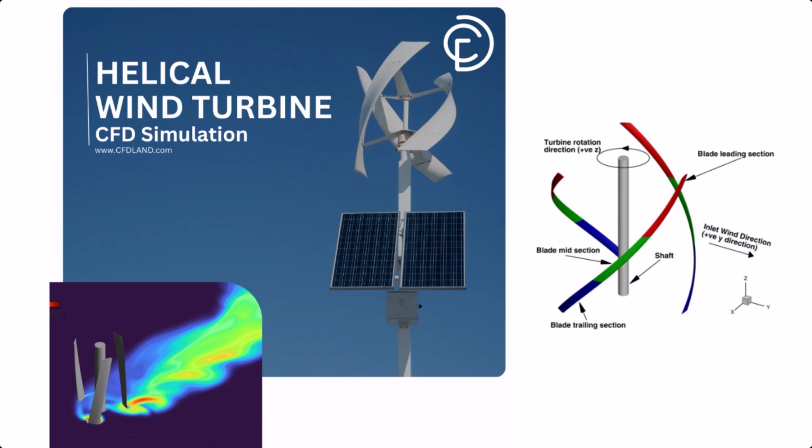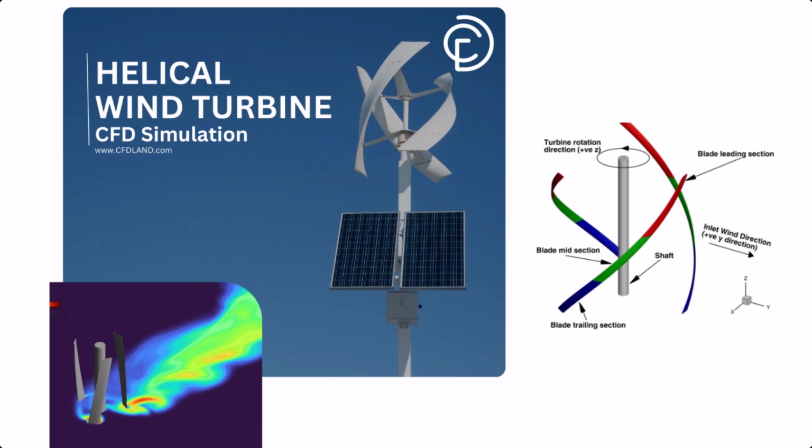The helical wind turbine CFD analysis is a critical tool for designing efficient vertical axis wind turbines, especially for urban environments. Unlike traditional propeller-style turbines, helical designs can capture wind from any direction and operate with less noise. However, their aerodynamics are complex.